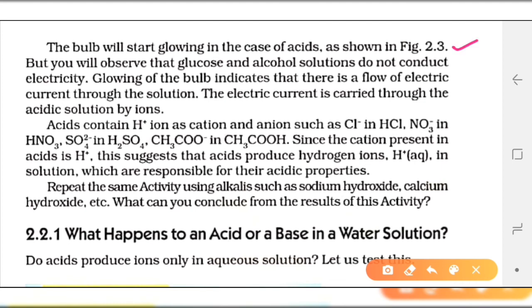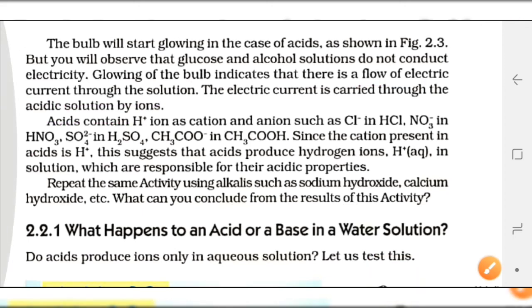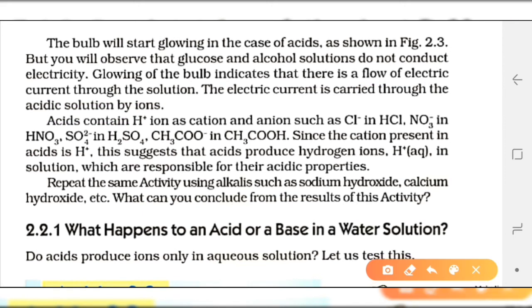So here we have seen this, but you will observe that glucose and alcohol solution do not conduct electricity. Glowing of the bulb indicates that there is flow of electric current through the solution, and the electric current is carried through the acidic solution only. So through the acidic solution only, electric current can be carried.